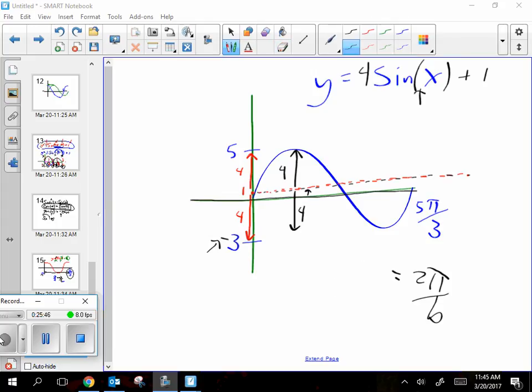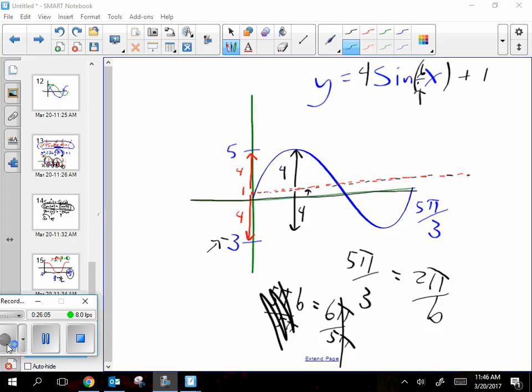I replace the word period with 5 pi over 3, and then I do some cross multiplying. I get 5 pi b equals 6 pi. Divide both sides by 5 pi, and b is 6/5. How many of you figured that out? Lots of you. Impressive. Okay.